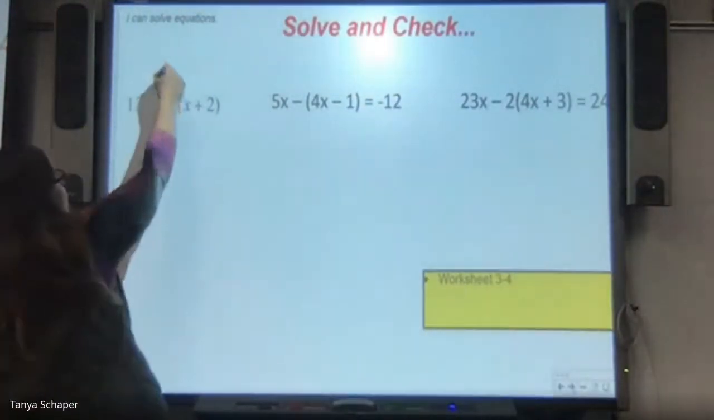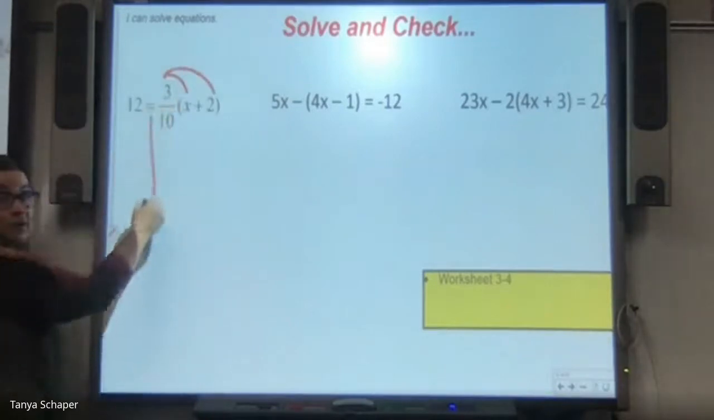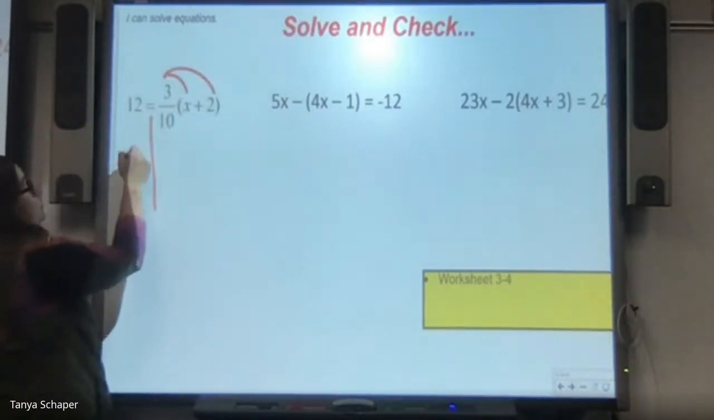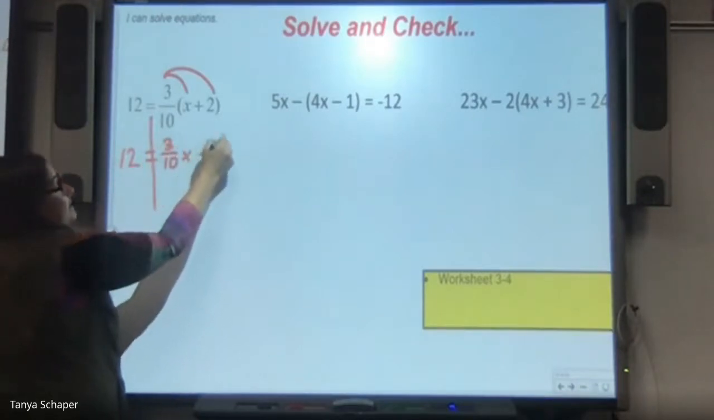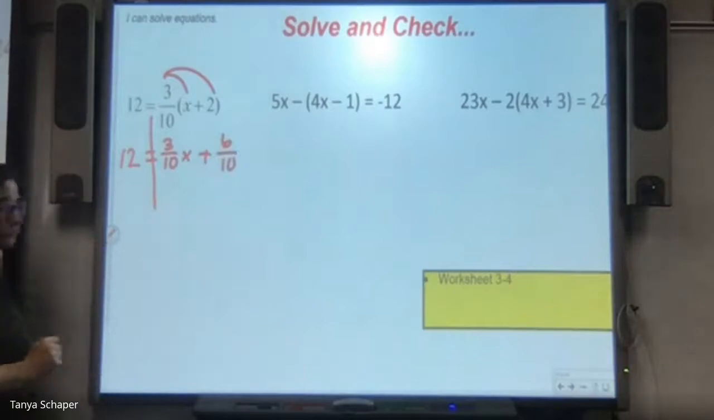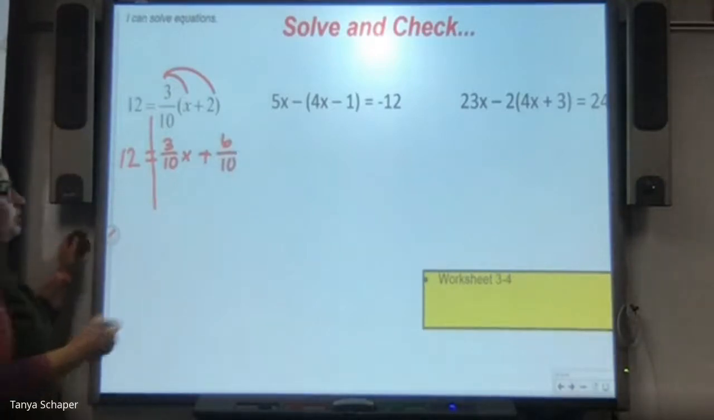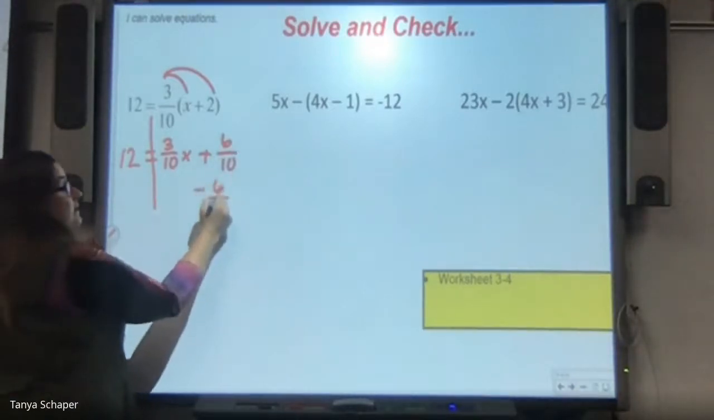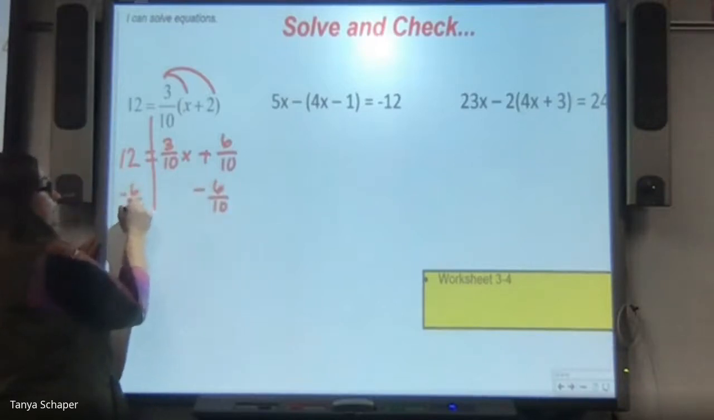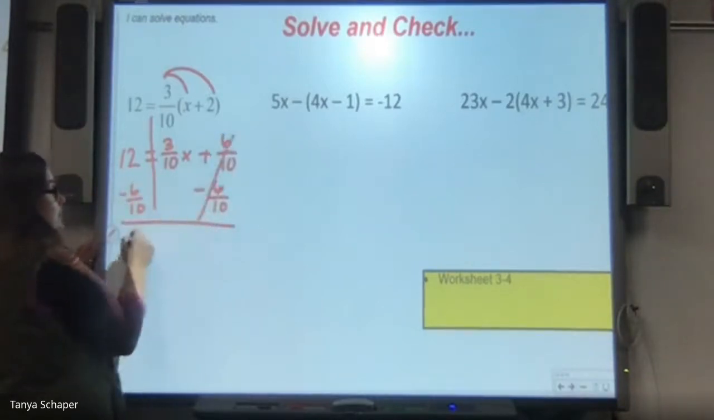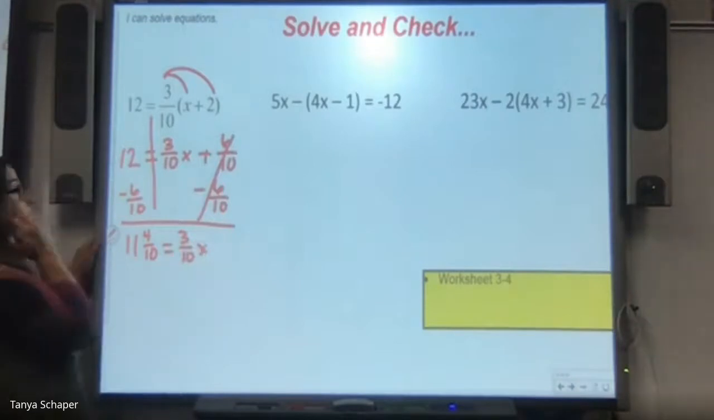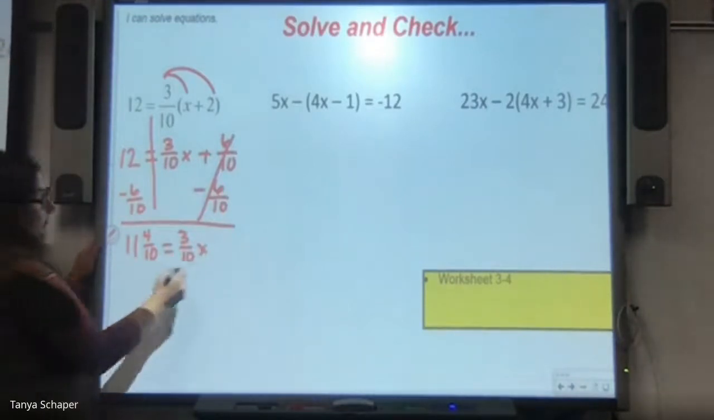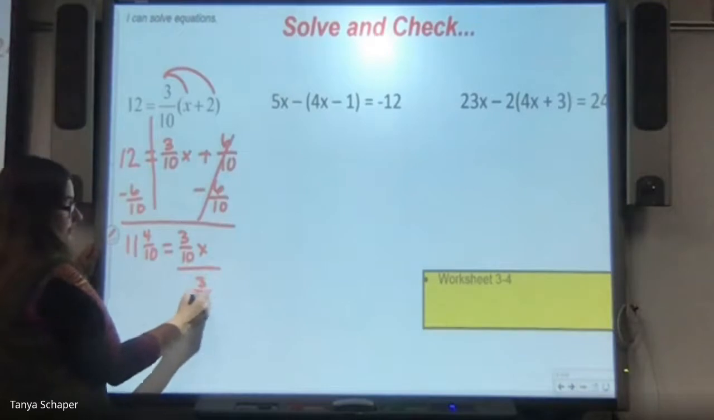I'm going to distribute. So I'm just going to walk you through right now what I'm doing. So I'm distributing. So 12 is equal to 3/10 x plus 6/10. Then I'm going to subtract 6/10 from both sides. This is 11 and 4/10 is equal to 3/10 x. And then I'm going to divide by 3/10.